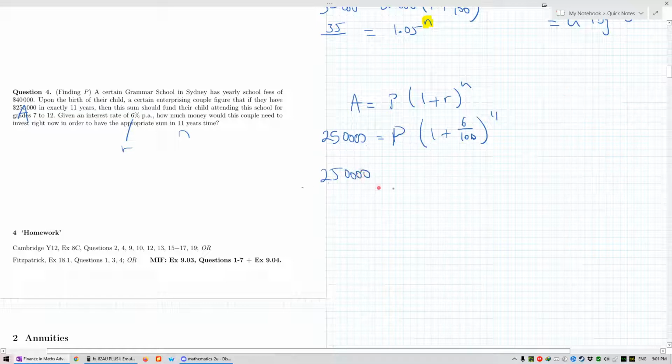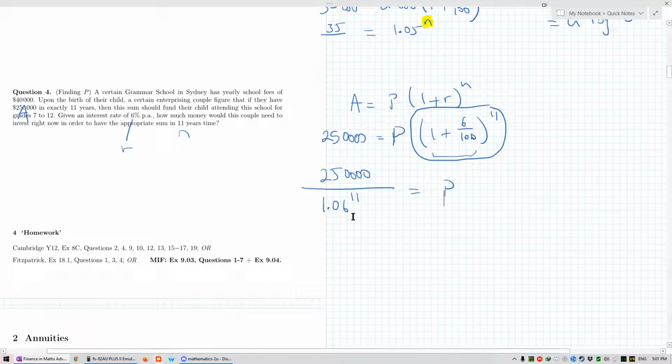Like I said, this is probably the easiest one. I should have put this earlier. Doesn't matter. Who cares? So we have 1.06 all to the power of 11. And if you're not sure how I got 1.06, look, just put that on the calculator. You'll see it's 1.06. All I've done is I've divided both sides by that, effectively isolating P. And yeah, look, just put it on the calculator, you get the answer.